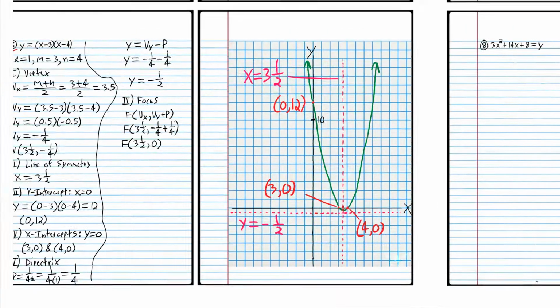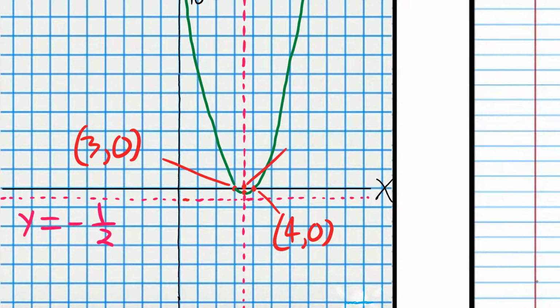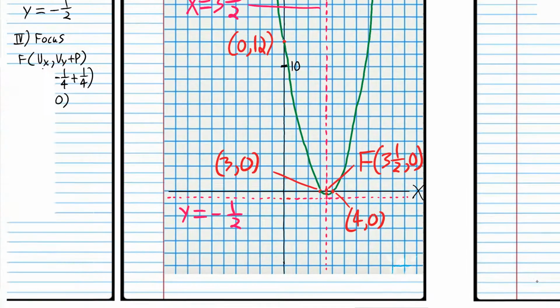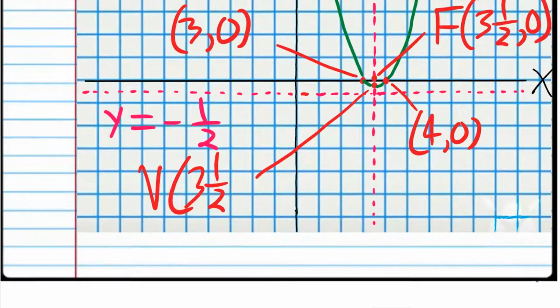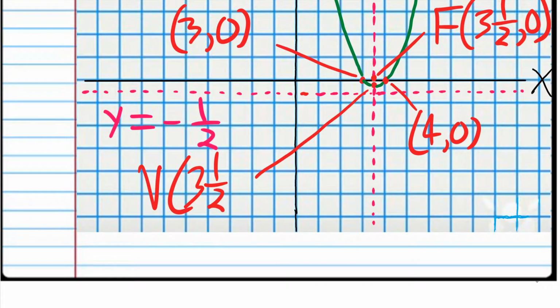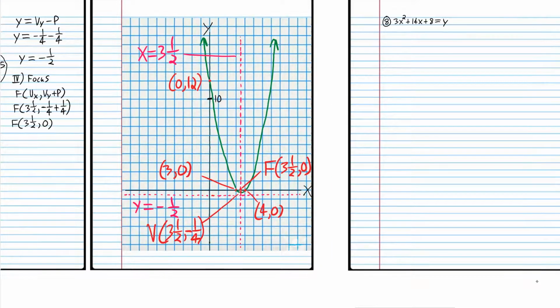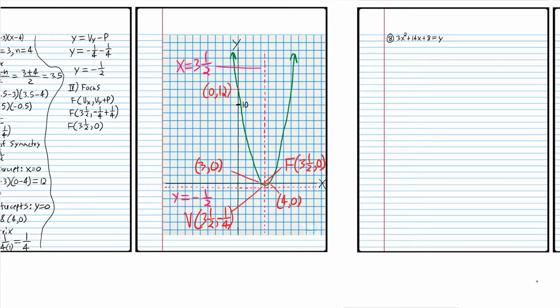And the focus is 3 1/2 and 0. And the vertex is 3 1/2 and -1/4. Sorry, I'm just waiting for my computer to catch up here. And that's it. So we have the x-intercepts, the y-intercept, the vertex, the focus, and both lines and the equation of the line. So there you go.